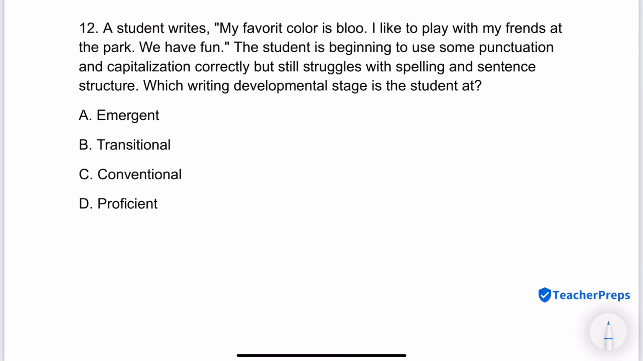This one asks, a student writes, my favorite color is blue. I like to play with my friends at the park. We have fun. The student is beginning to use some punctuation and capitalization correctly, but still struggles with spelling and sentence structure. Which writing developmental stage is the student at?